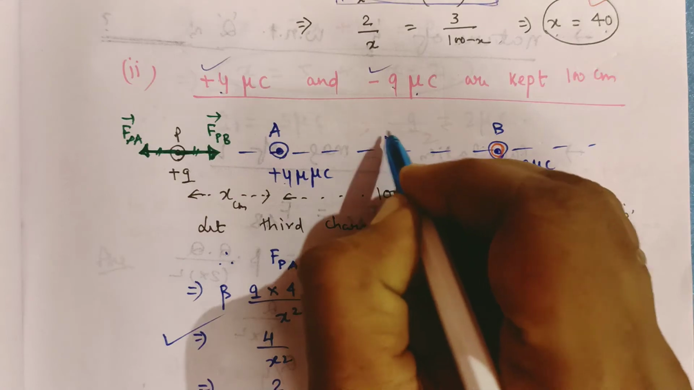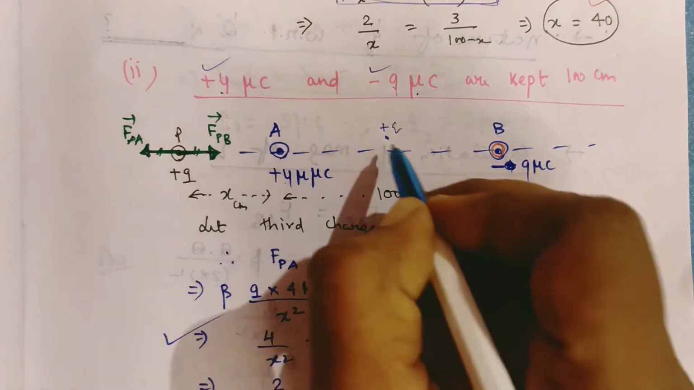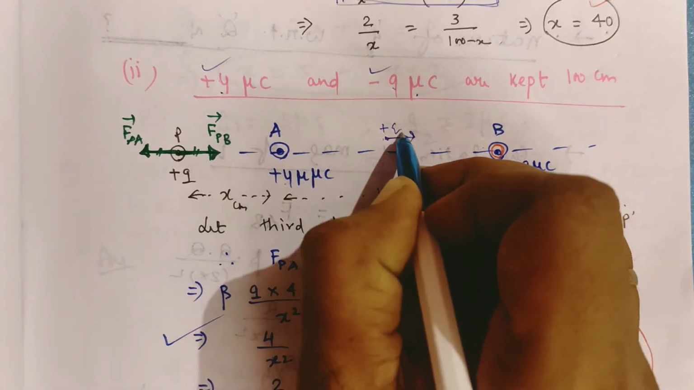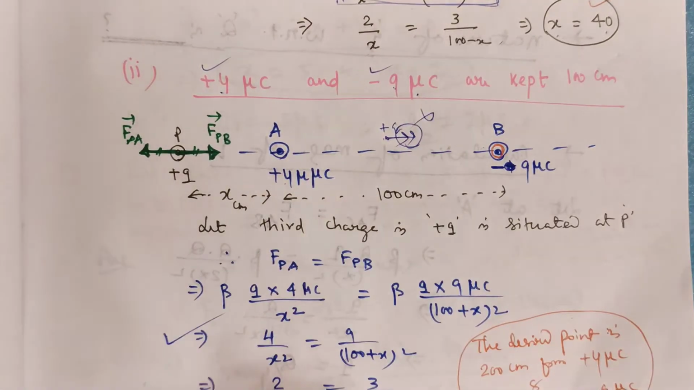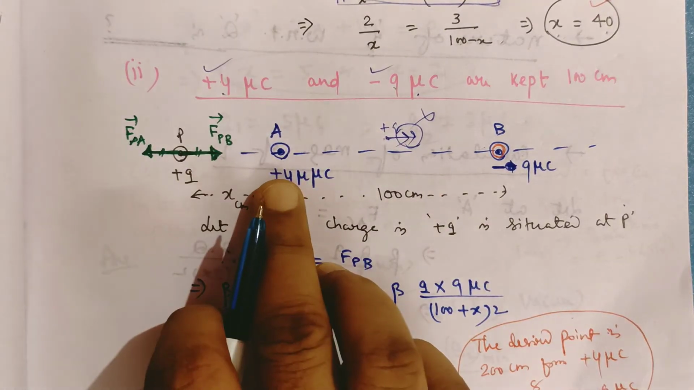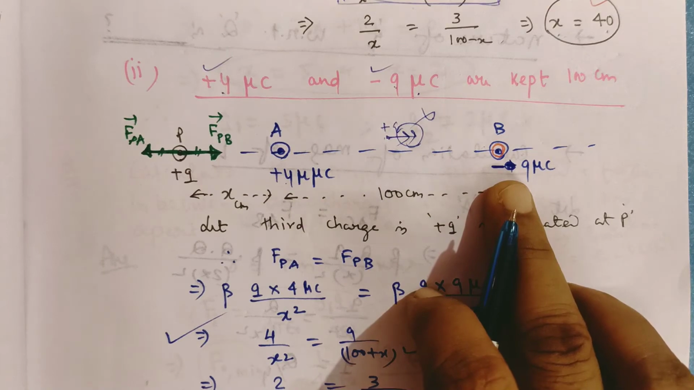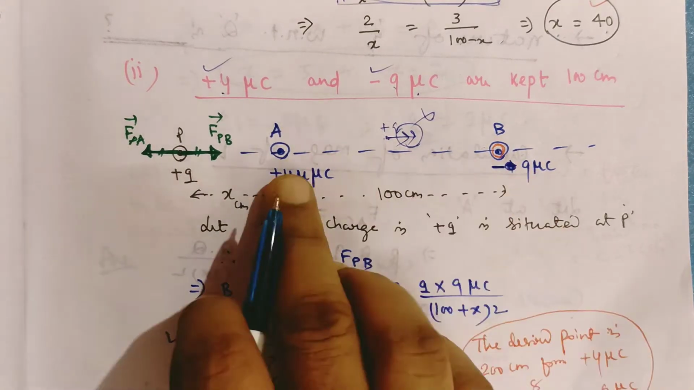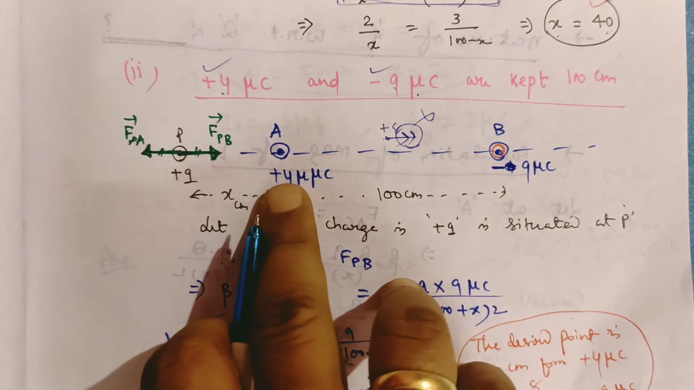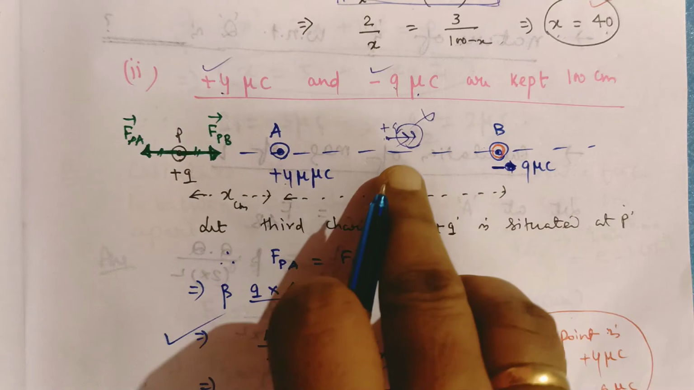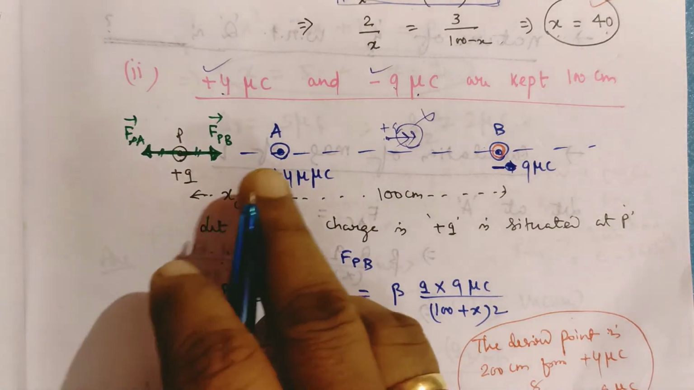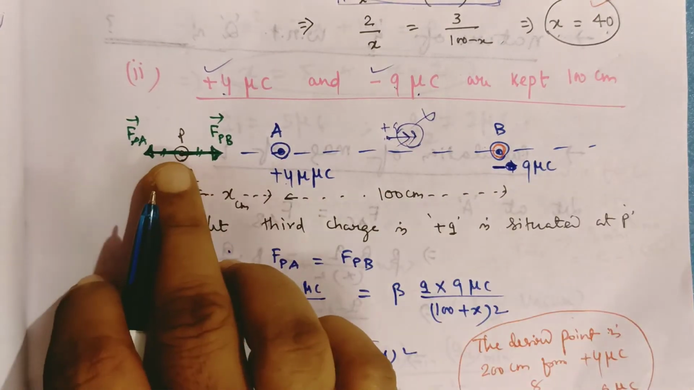You see, if you keep plus q here, this plus will repel in this way, and this minus will attract in this way. So these two forces can never cancel each other. That's why the third charge is outside if one is positive and one is negative. Always remember, if both are positive or both negative, then the third charge should be in between the two charges. If one is positive and one negative, then the third charge must be outside A and B. Then you think, outside may be here, sir, why is it taken here?